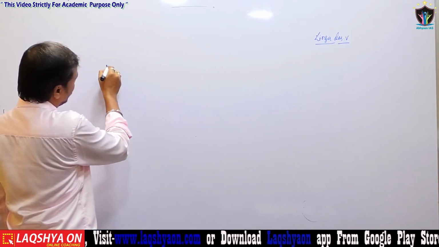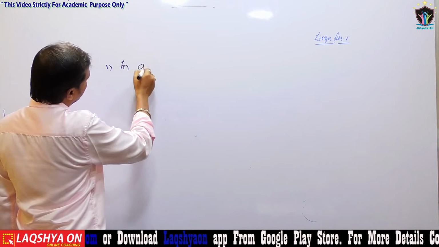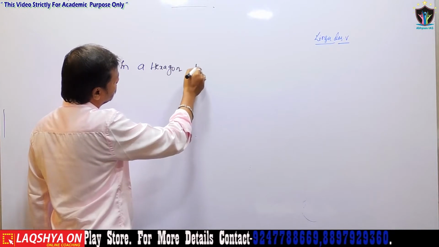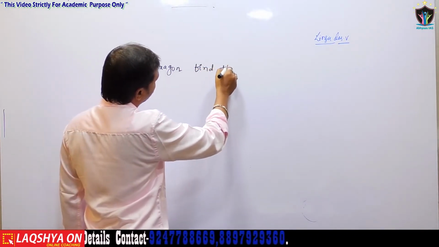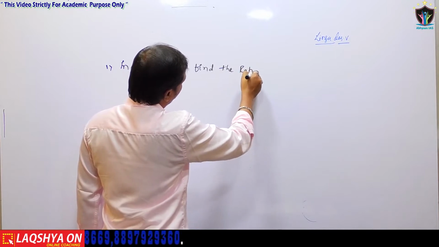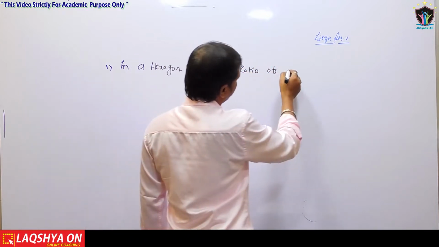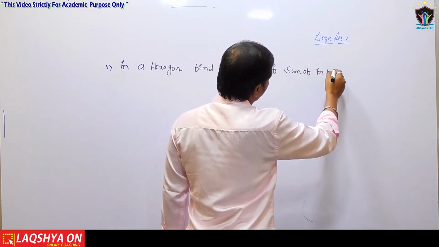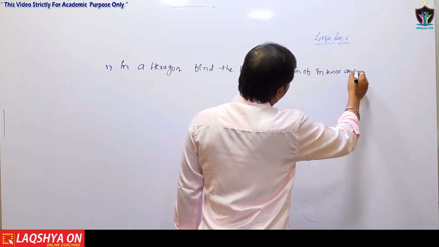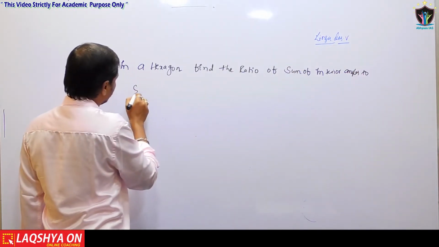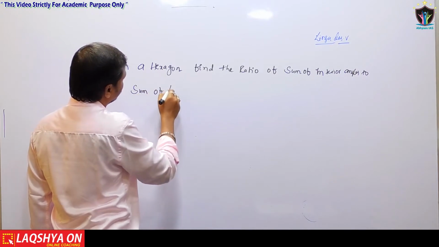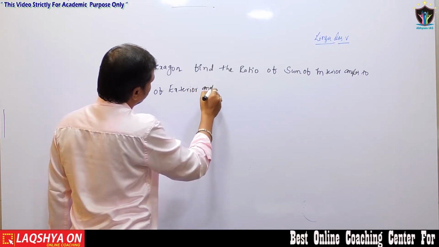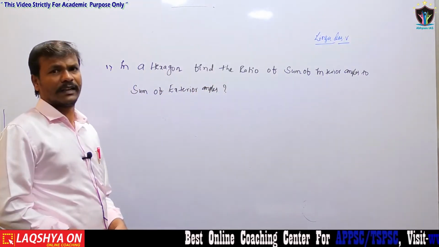First one, in a hexagon, find the ratio of sum of interior angles to sum of exterior angles.